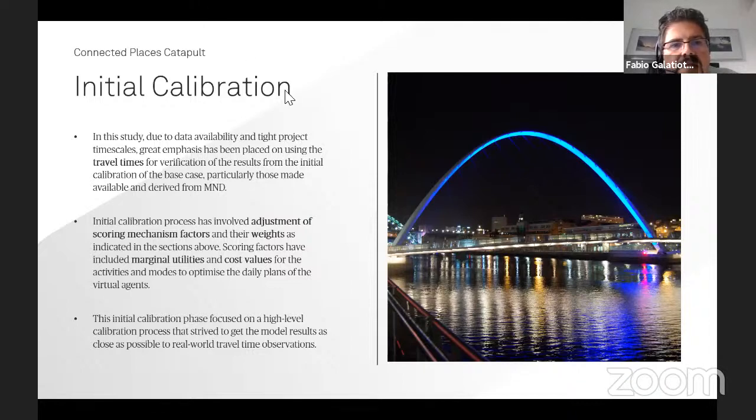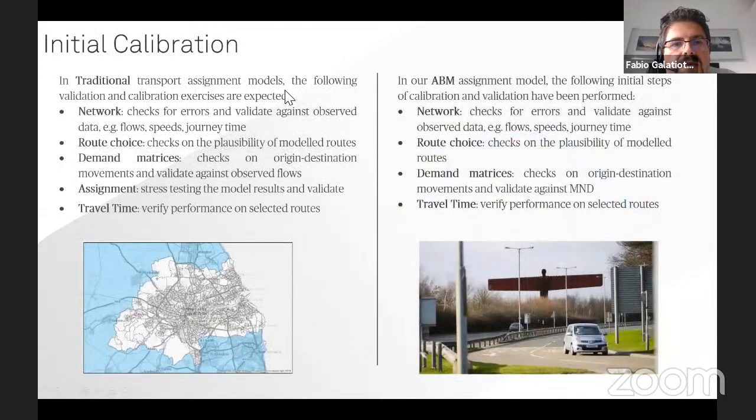In terms of what we have implemented compared to traditional calibration, we cover most of the steps: the network, route choice, demand matrices, and travel time. The assignment in terms of volume we did not cover at the moment; as I said, we focus on travel time because that was the richest database available, and that was also slightly different in quantity compared to traditional models. Next slide.